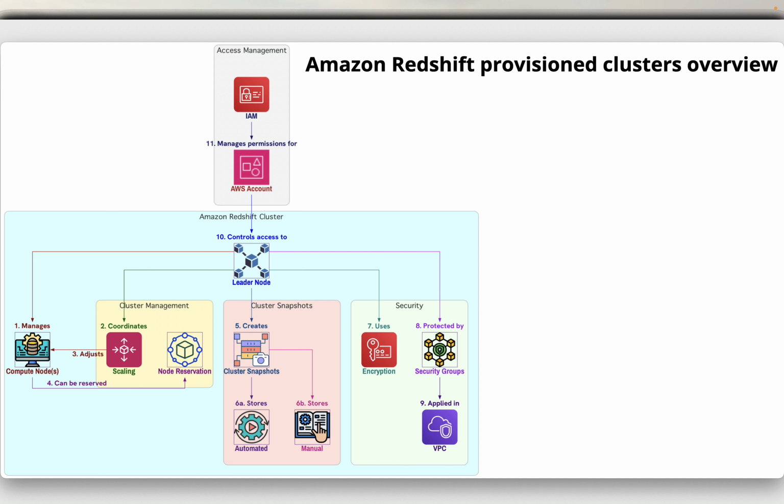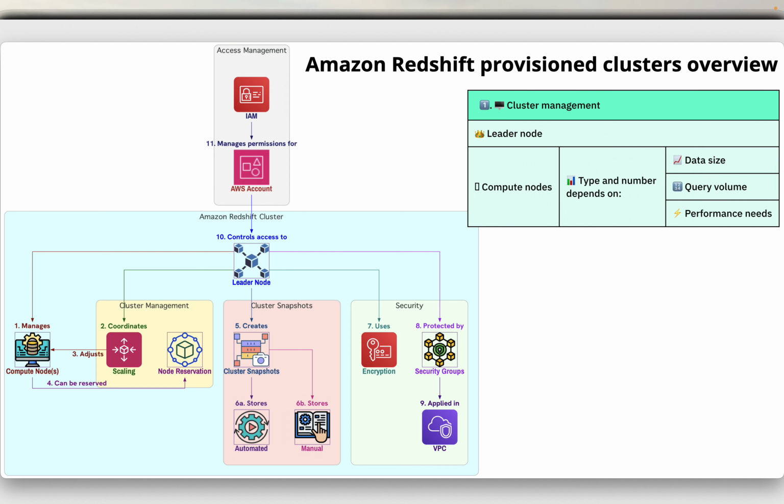Okay, next, so now I'll be going into the technology side of it, the provisioned clusters, the Amazon Redshift overview of the provisioned clusters. An Amazon Redshift cluster is a set of nodes which consist of a leader node and one or more compute nodes. The type and number of compute nodes that you need depends on the size of your data, the number of queries you will run, and the query runtime performance that you need.